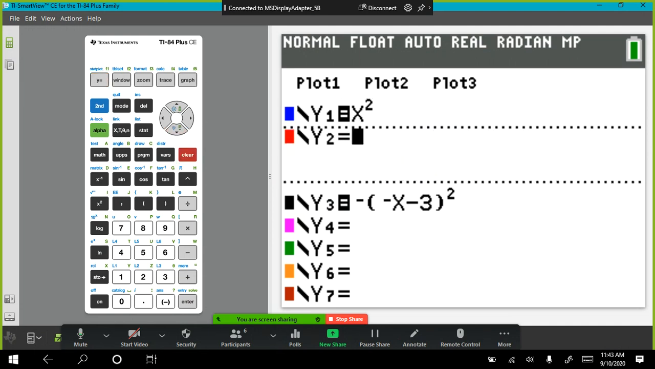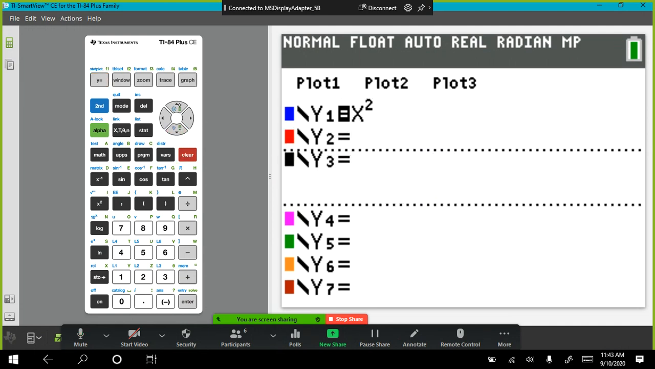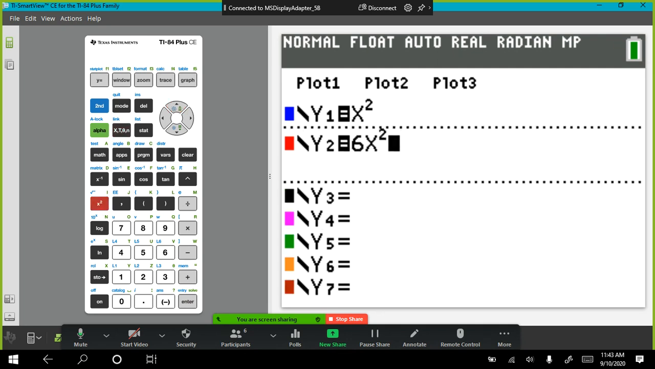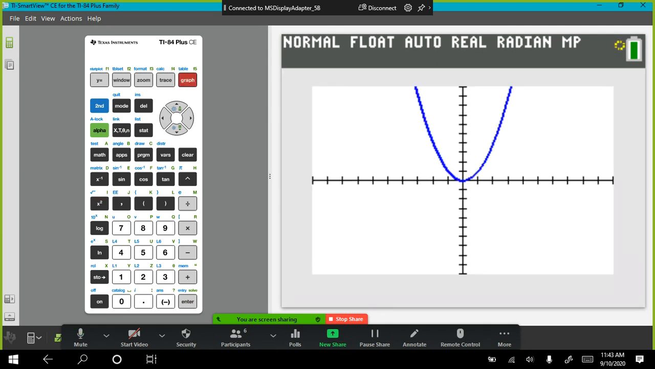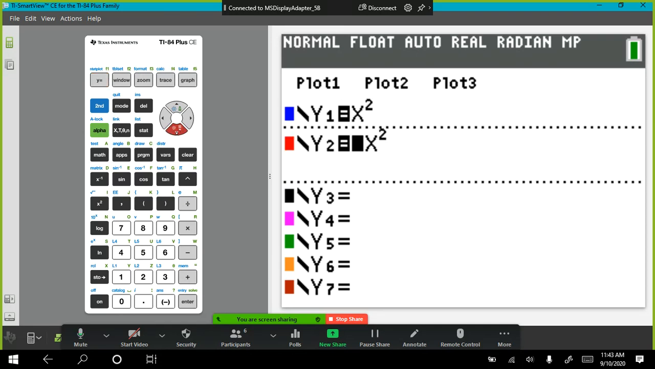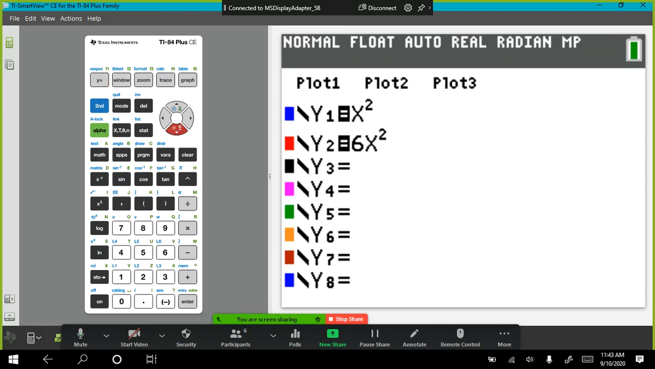Let me clear out these two. So if I said 6x squared, I'm taking a number and multiplying it by that function value. Let's see what happens. That makes it more narrow. Okay, now what's going to make it wider is if I can either divide or multiply by a smaller number. Let's say I say 0.25, or that's 1/4, right?